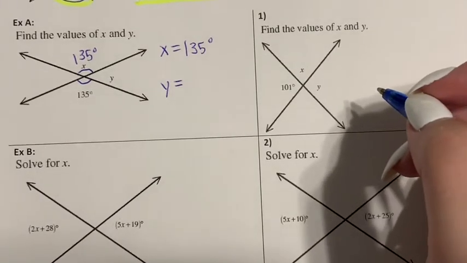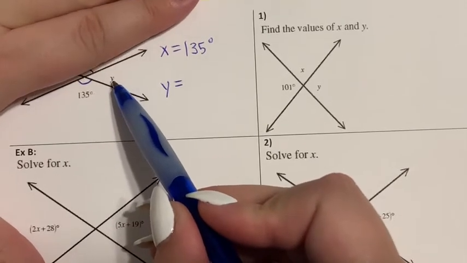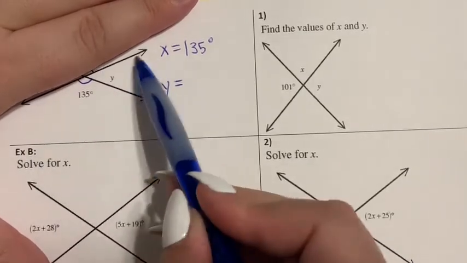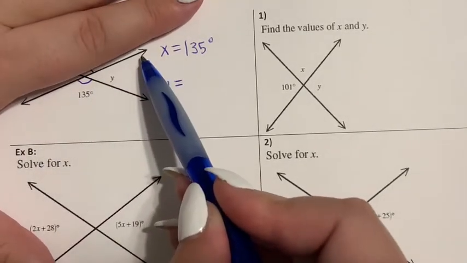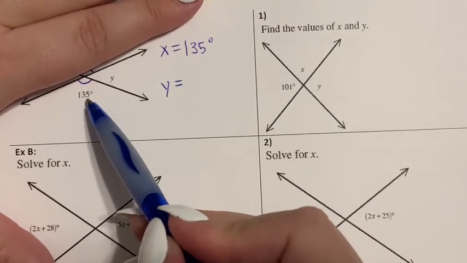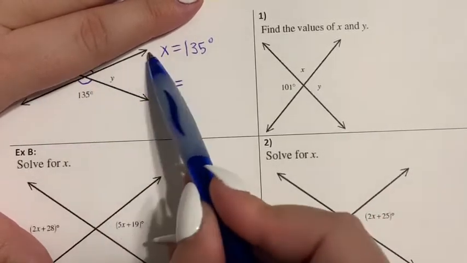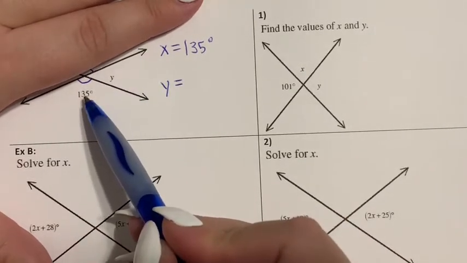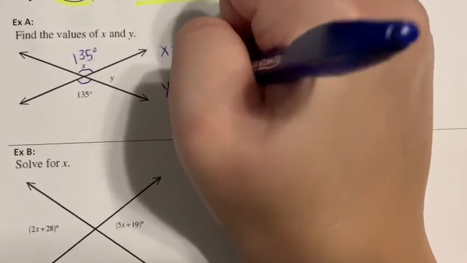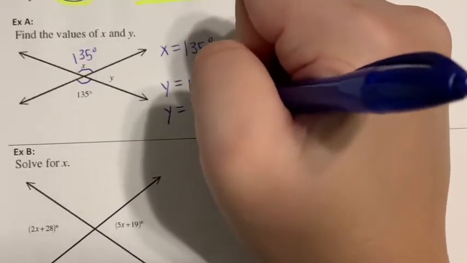And I can see right here that 135 degrees and this angle Y form a straight line. They're a linear pair. They must add to 180 degrees. So if this angle is 135 degrees and I'm trying to find the measure of angle Y, I can do 180 degrees for the straight line minus 135, and then that will give me the measure of angle Y. So again, 180 minus 135, then I'll get that Y equals 45 degrees.